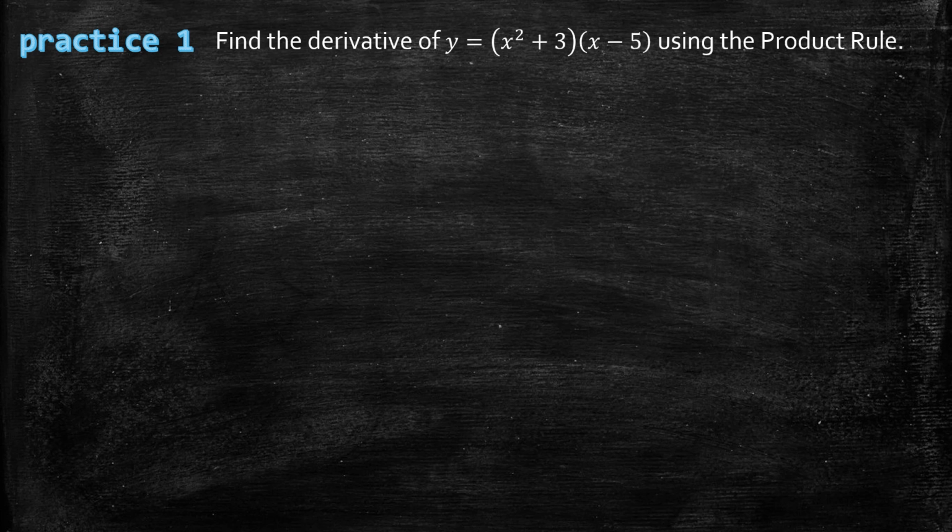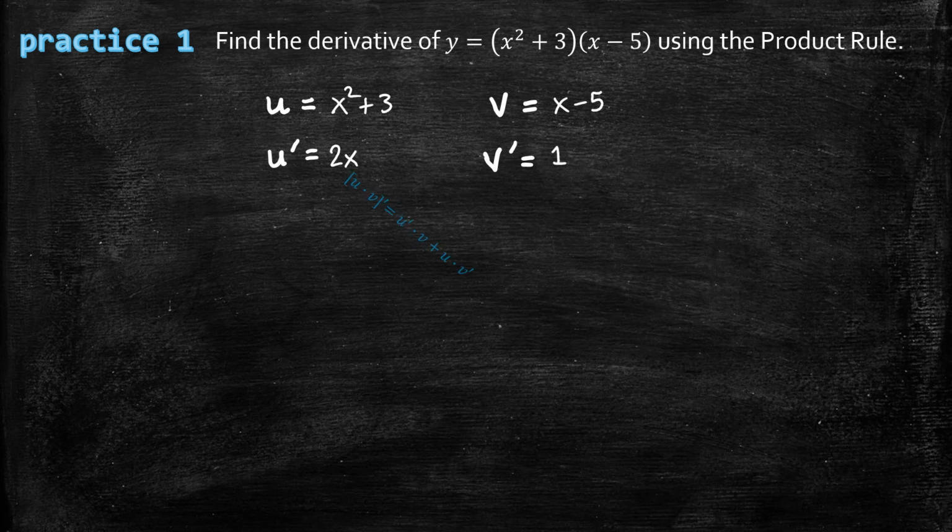So let's revisit the function that we began the introduction with. We found the derivative of this by distributing, foiling out, and then using the power rule, and now we're going to use the product rule. So in order to do so, I'd like to start out by identifying u, v, and u prime, v prime. So u is the first function, x squared plus 3. It could be the second, but usually we just start with the first. So u prime is 2x. And v is x minus 5, so v prime is 1.